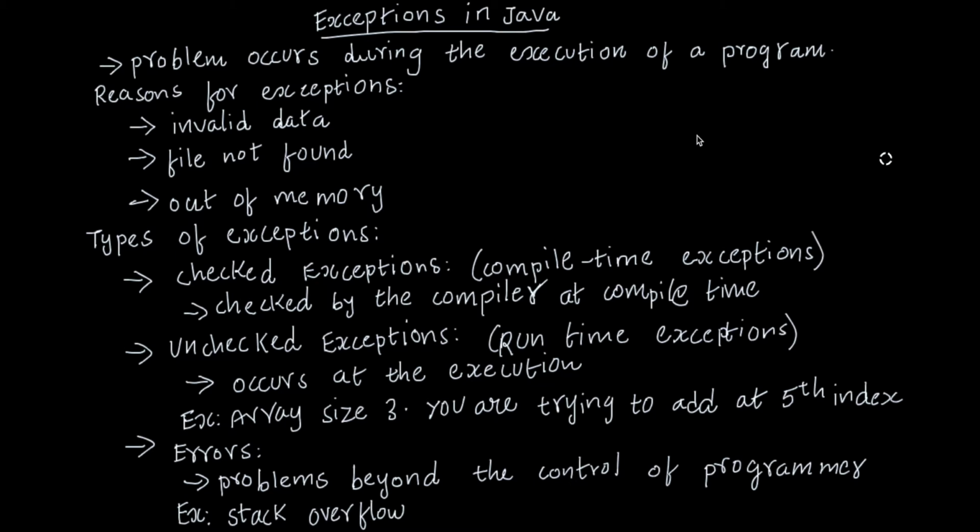Similarly, in programming languages, especially in Java, runtime exceptions are very common. For example, if you have created an array of size 3 and you try to add an element at the 5th index, it would cause an array index out of bound exception. So this is the second type of exception. And the third type is errors. These are problems beyond the control of the programmers. For example, stack overflow is one of those problems. We will try to analyze more about exceptions in the upcoming videos.